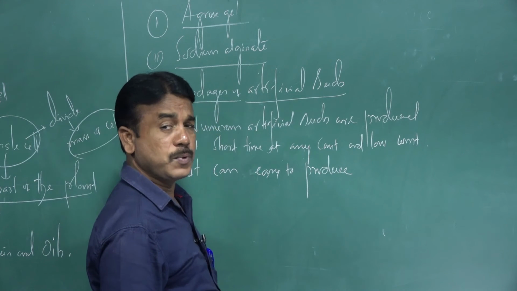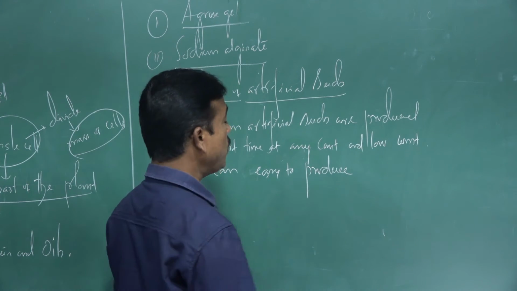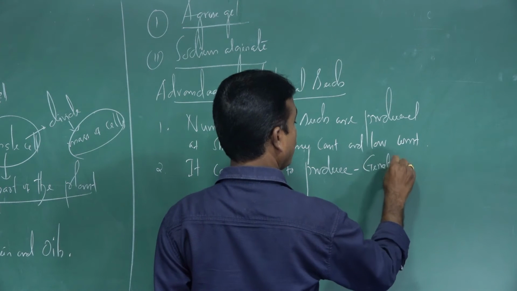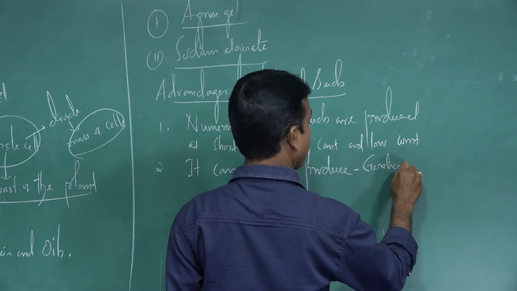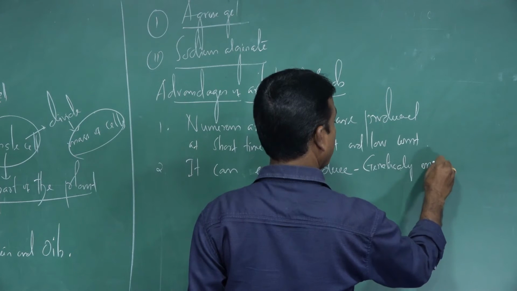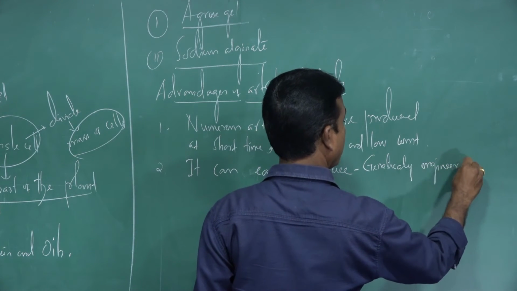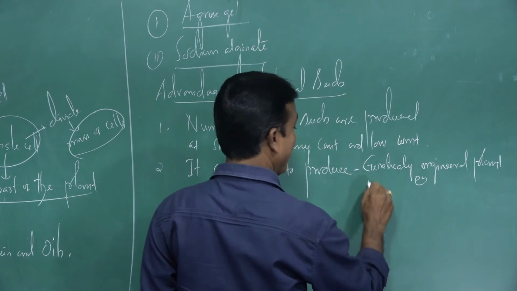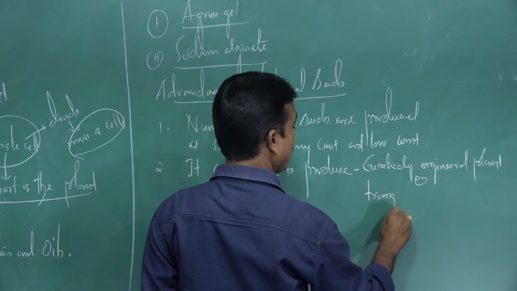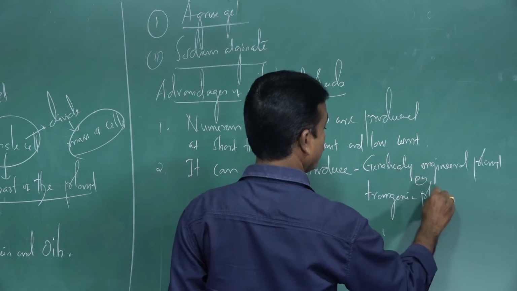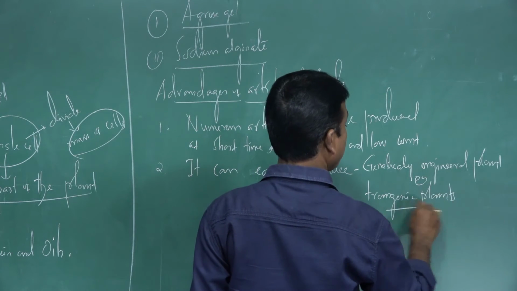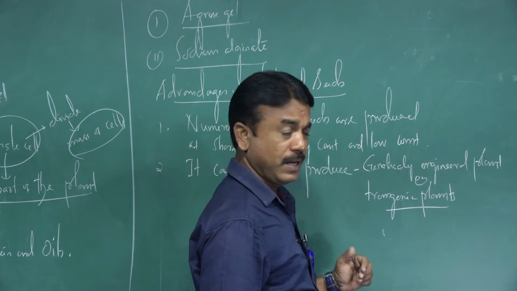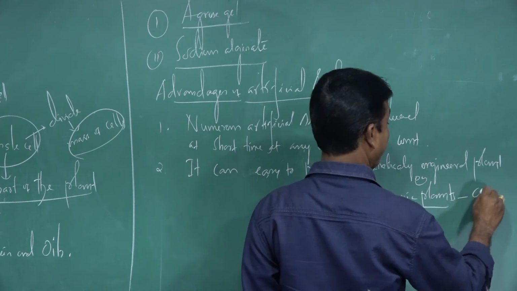It's not only easy to produce, it must be produced as genetically engineered plants, which are also known as transgenic plants. Another aspect of the production of genetically engineered or transgenic plants is that the plant must possess desirable traits.